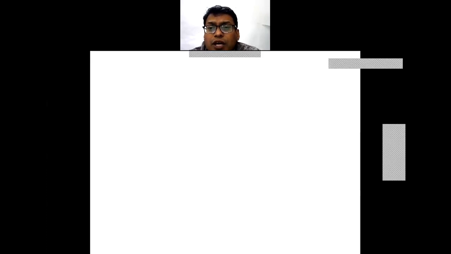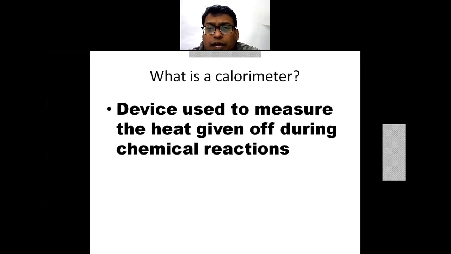In thermodynamics, we talk about the calorimeter. That is a device used to measure the heat given off during a chemical reaction. You must have done some experiments using the calorimeter to measure the heat of reaction or heat of solution. So a device used to measure the heat given off during a chemical reaction means that whatever heat is given out or generated in a chemical reaction, or the amount of heat absorbed by the system in the process of the chemical reaction, can be measured using the calorimeter.